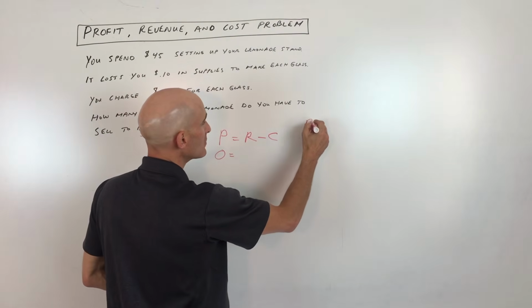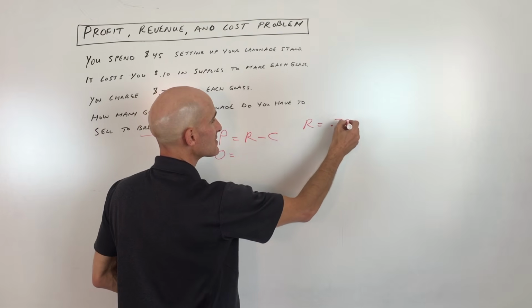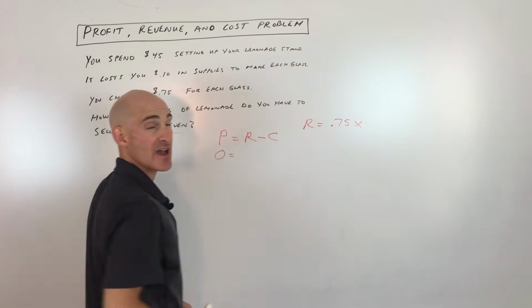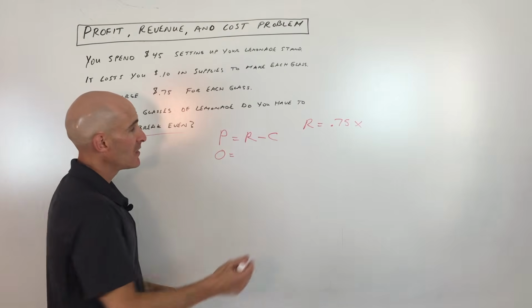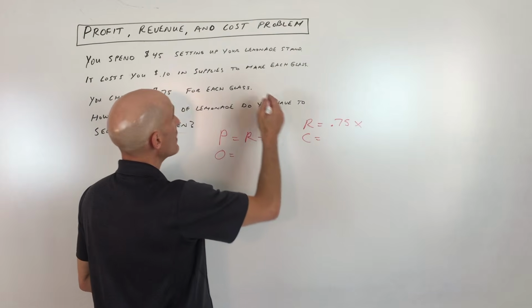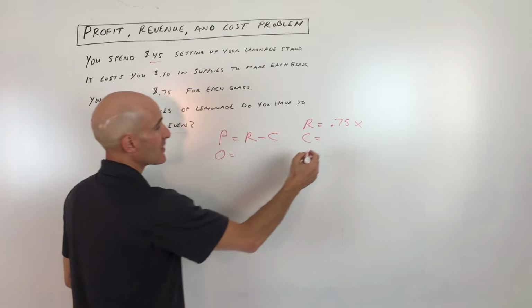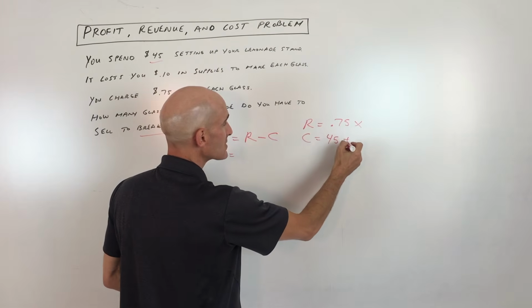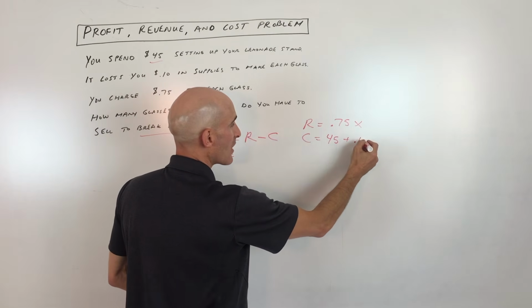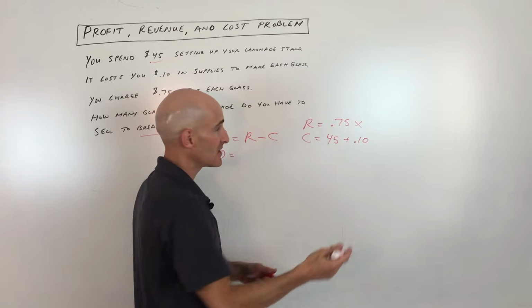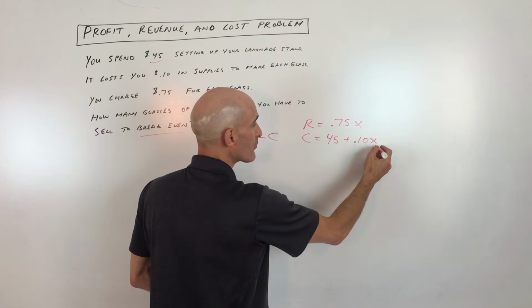So the revenue is what you take in, that's 75 cents times x, the number of glasses of lemonade that you sell. Now the cost, let's see, you have an initial cost of $45 setting up your stand, so that's a one-time cost, plus it costs you 10 cents, probably in lemons, sugar, ice, water, and so forth, per glass.